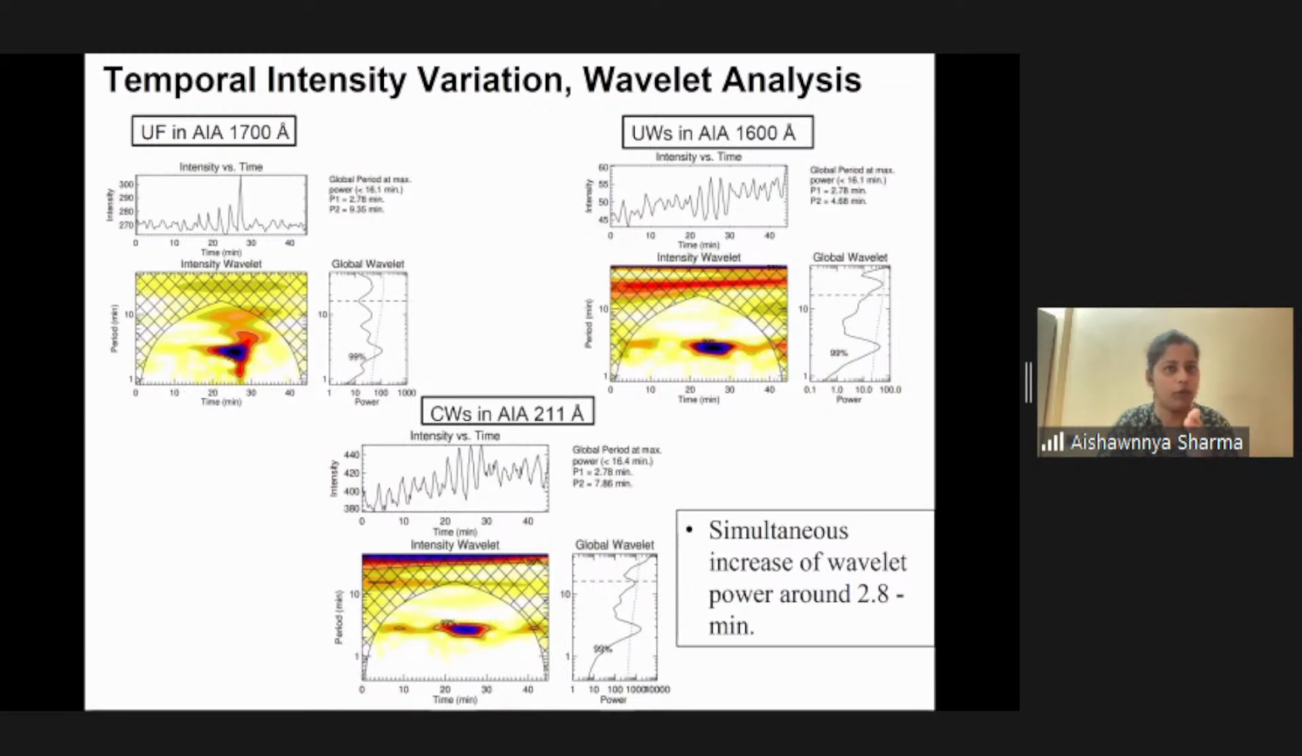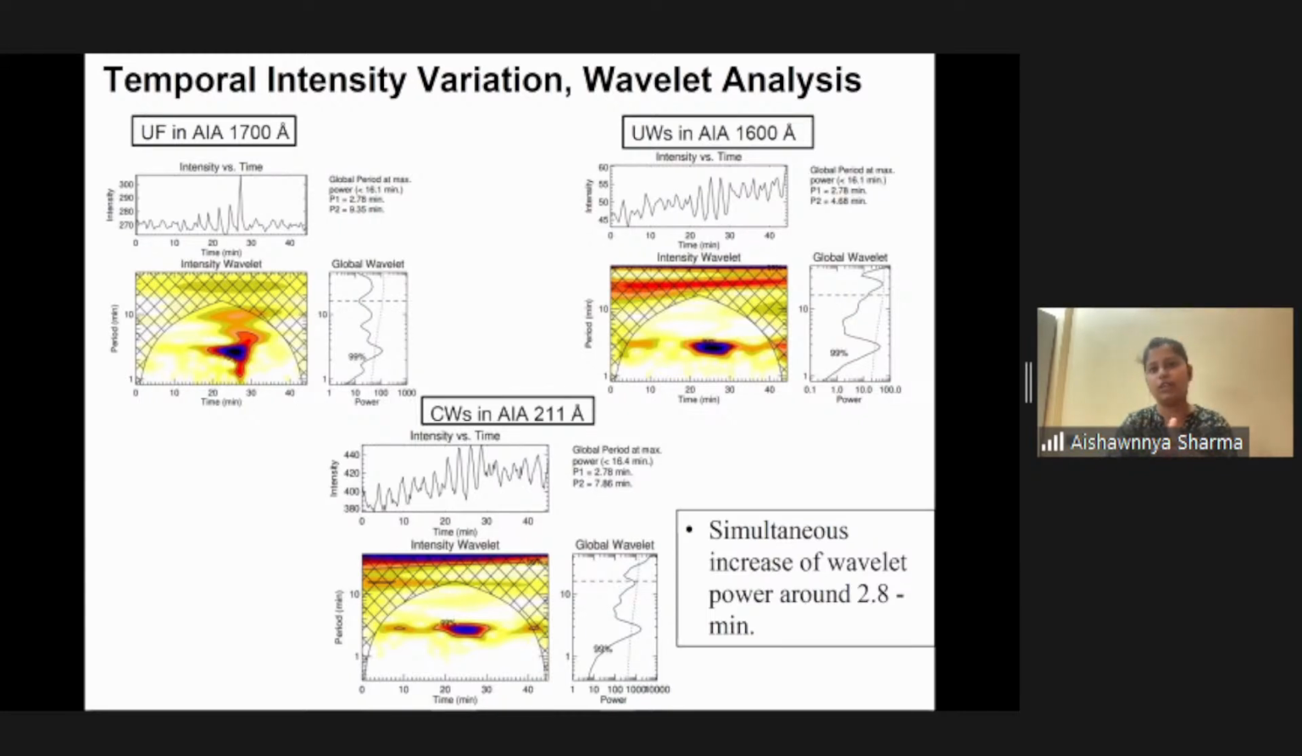On the top of this panel, I am showing you P1 is equal to 2.78 minutes. This is almost 3 minutes. So when these flashes were happening, there is an increase in wavelet power, or an increase in 3-minute oscillation power. So this was happening for umbral flashes in the lower atmosphere.